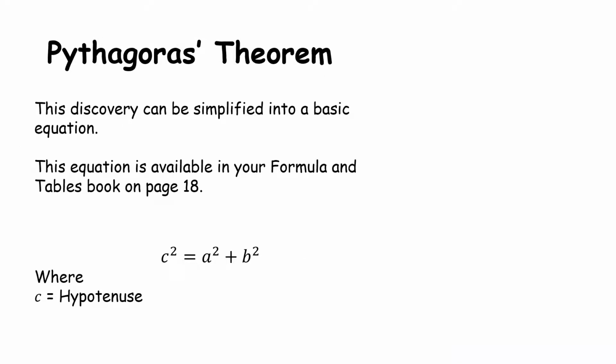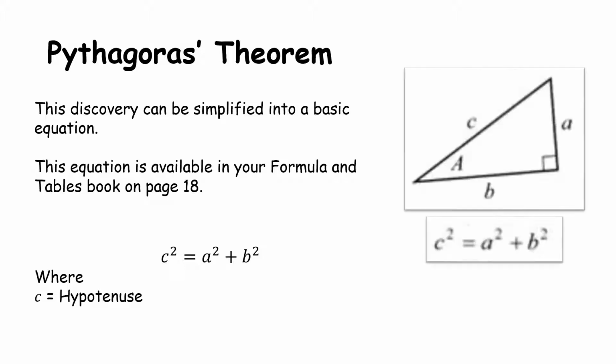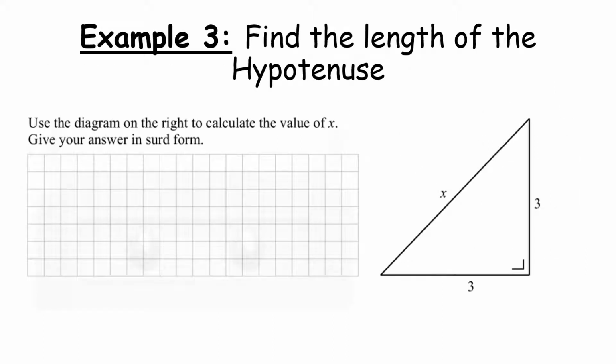So if we want to simplify this, we can use the formula which is on page 18: c squared is equal to a squared plus b squared, where c is equal to the hypotenuse. It doesn't matter which arm you label A and which arm you label B. The important one is C. So once you get C correct, the other two do not matter. So now let's use Pythagoras' theorem to help us to work with some questions.